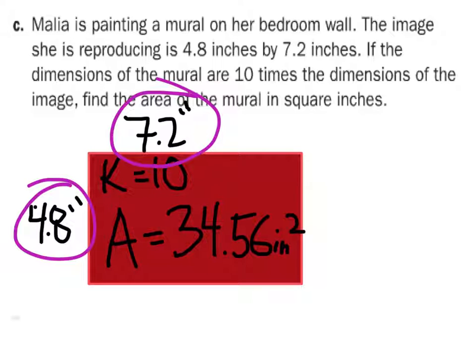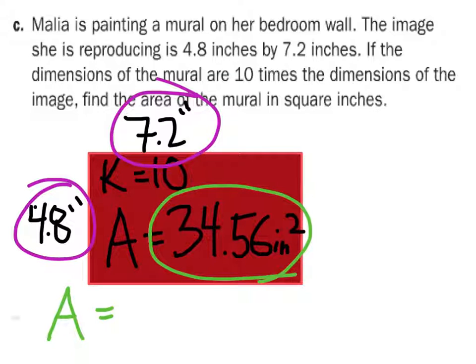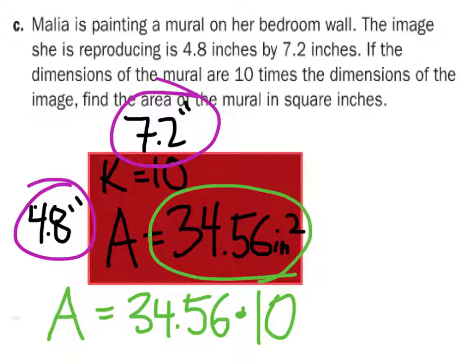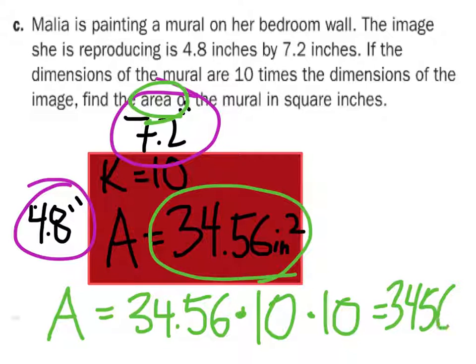Well, to find the area of the mural, what we need to do is take the area of this image, 34.56, and multiply that by the scale factor, 10. But this is area scale factor that we need. So I've got to multiply it by 10 again. That will give me my new area, which in this case is 3,456 square inches. And this is the area of the mural.